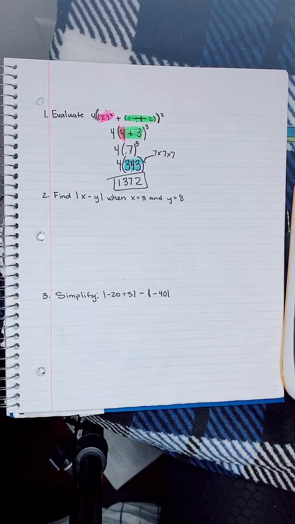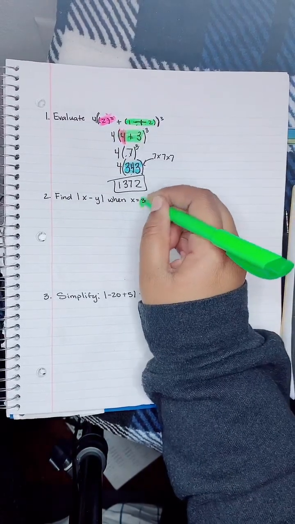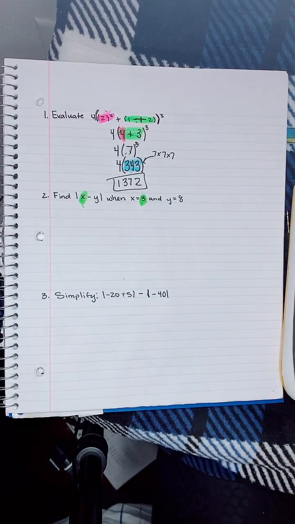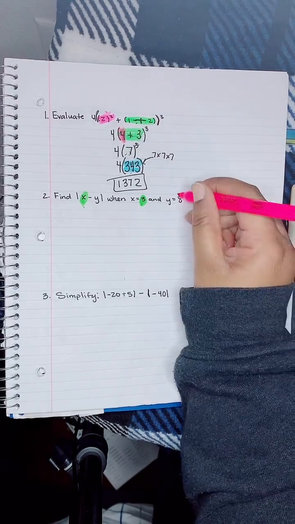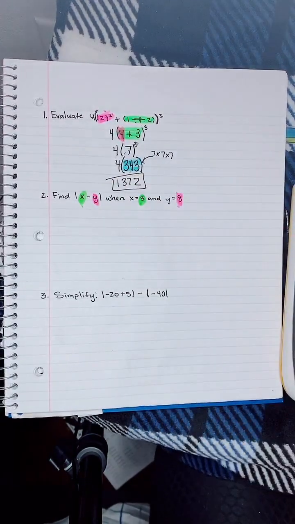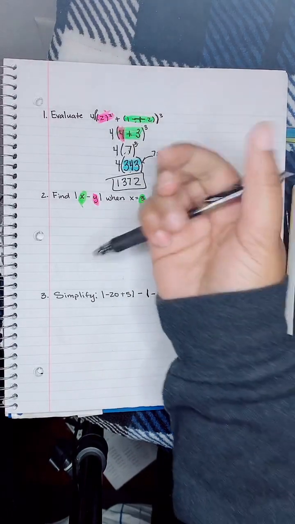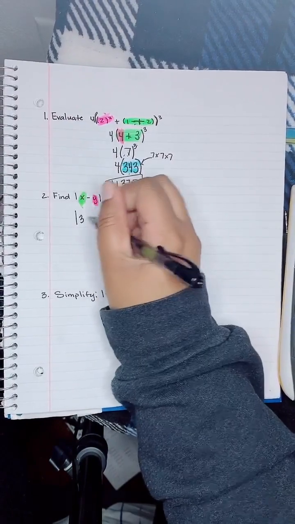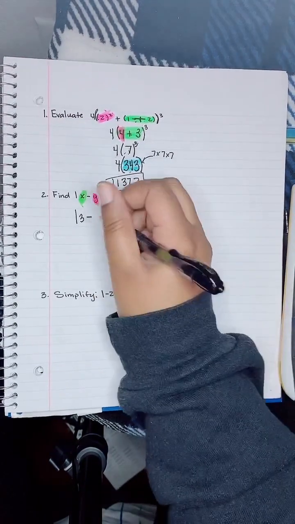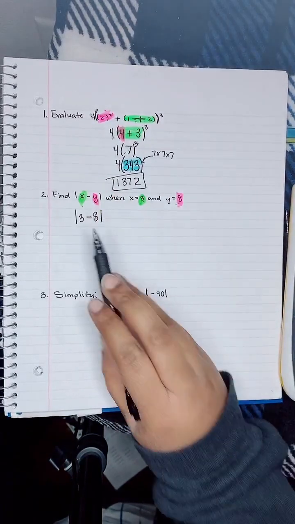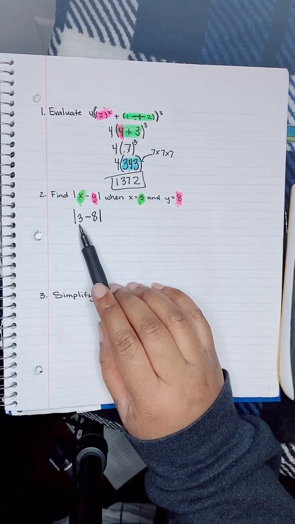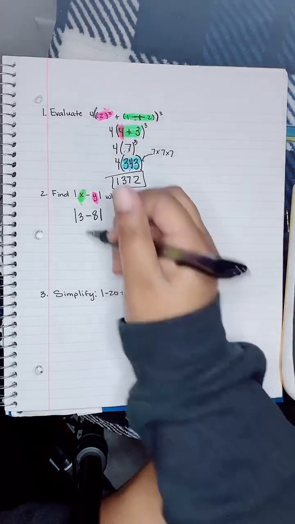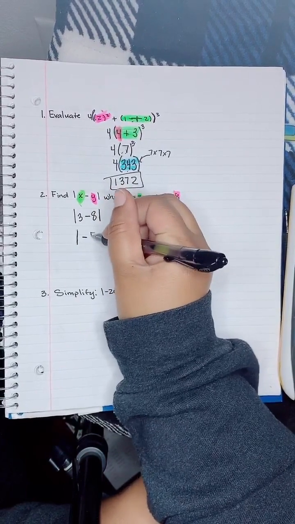Positive 5. Okay. So we have here, we have a 3, which is right here. And we have an 8, which we're going to plug in for right here. Okay. So we're going to write this absolute value down. And then when I see this green, I'm plugging in 3 minus, when I see the pink, I'm plugging in an 8. And then what do we get when we do 3 minus 8? Negative 5. Good. So we get negative 5.